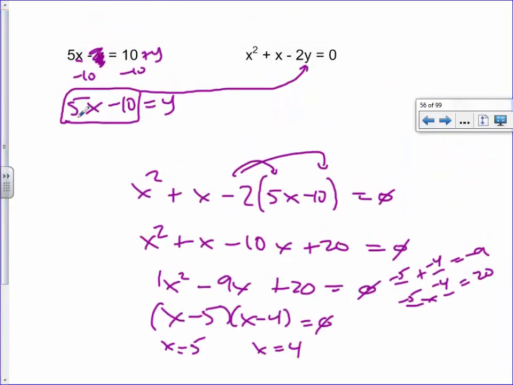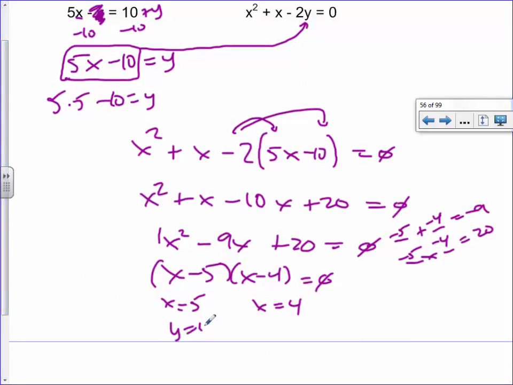Let's take this equation right here. See how this equation was 5 times x minus 10 to get y? Well, one of the answers for x was 5. 5 times 5 is 25, minus 10 is 15. The other answer would be 5 times 4. We'll make x be 4. 5 times 4 is 20, minus 10 is 10.